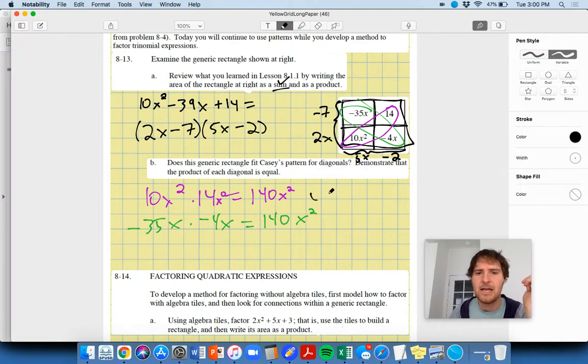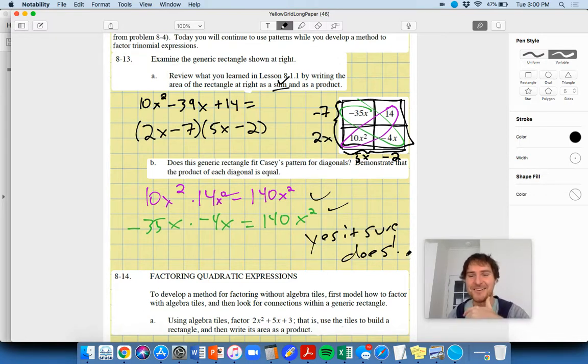Yes, it does. Yes, it sure does. A little enthusiasm as you're doing this Algebra 1 assignment. They both multiply to 140x squared. And that's true of our generic rectangles. If it is actually factorable, if we can actually create a generic rectangle or build a rectangle with tiles, it's going to have that relationship: the diagonals multiply to the same thing.